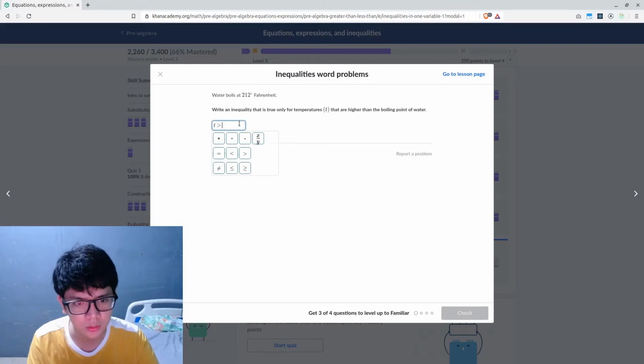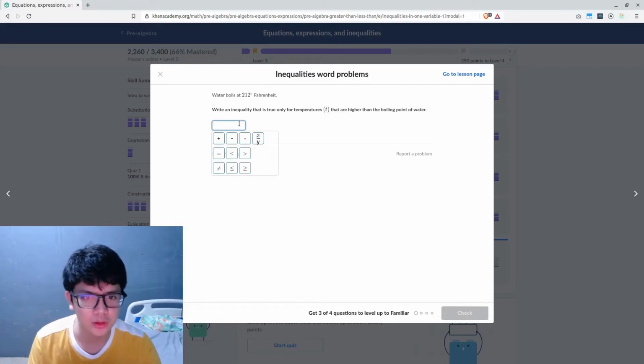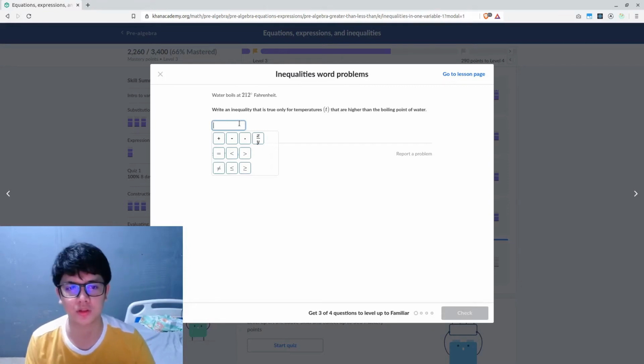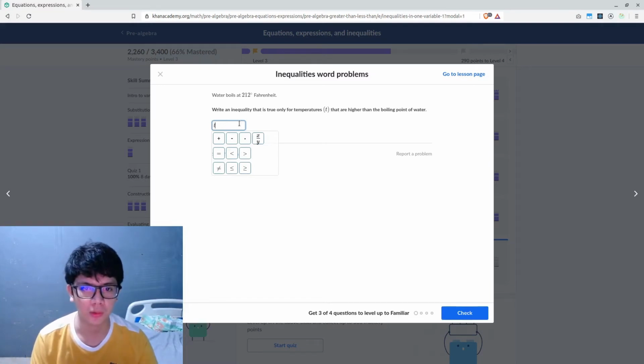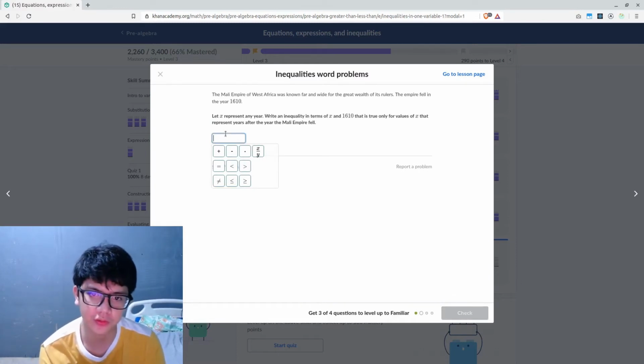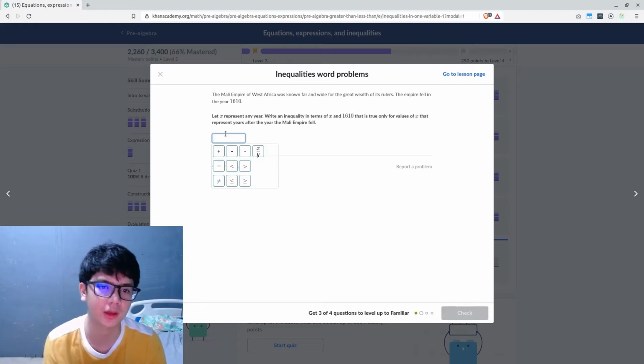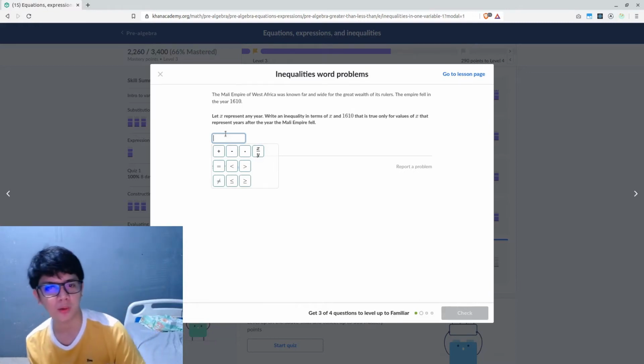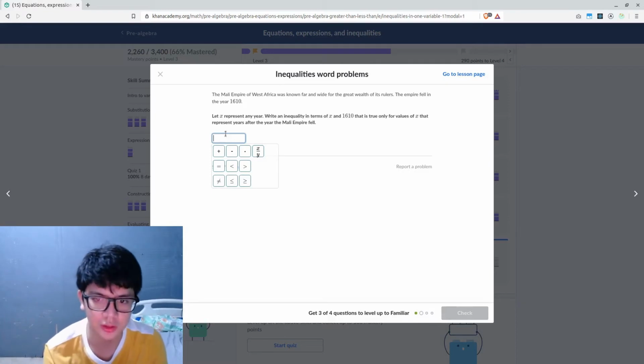Wait, what? Write an inequality that is true only for temperatures that are higher than the boiling point of water. The Mali Empire of West Africa was known far and wide for the great wealth of its rulers. The empire fell in the year 1610. Let x represent any year. Write an inequality in terms of x and 1610 that is true only for values of x that represent years after. Okay.